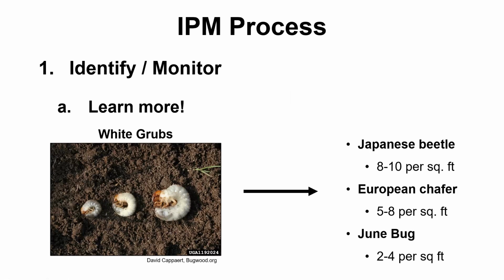Well, if you have issues in your lawn, or if you find grubs in your lawn, that doesn't necessarily mean you have an issue. There's actually a threshold where you should do something about it. And it varies depending on what species you have. So if you have a Japanese beetle, you need 8 to 10 per square foot before you should consider treatment. Now the European chafer is a little bit bigger, so it's 5 to 8, and this June bug is really big, and so it's 2 to 4 per square foot. So it's really important to identify things and learn more about them so that you are aware of when it might be a good idea to treat them.